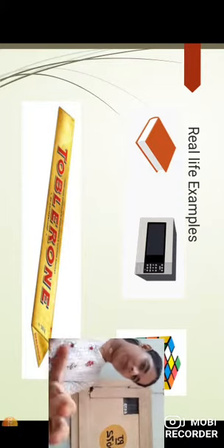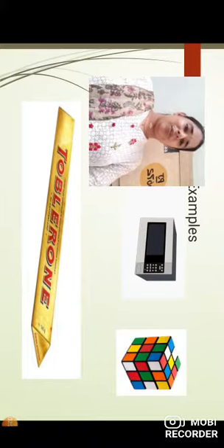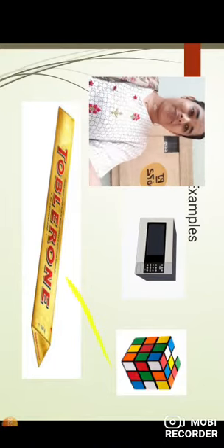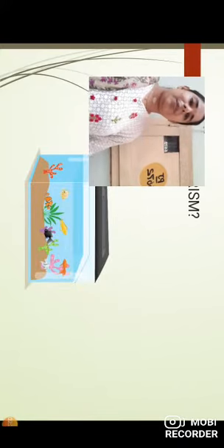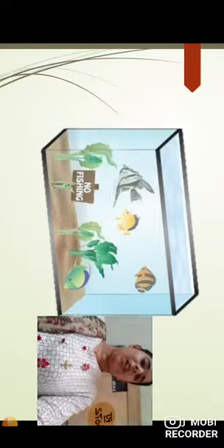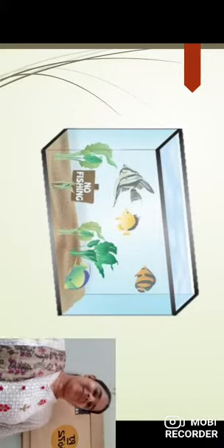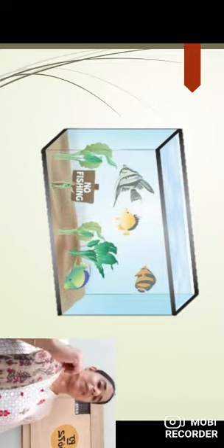Now go to the real life examples of the prism. These are some real life examples of the prism: radio, hoop, chocolate, this building. Is it a prism? What type of prism is this? What is the base of it? Rectangle. So it is a rectangular prism.